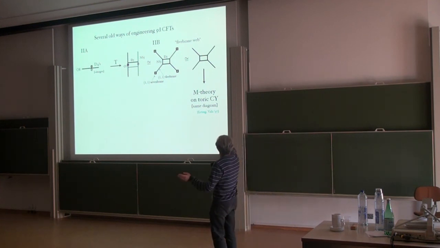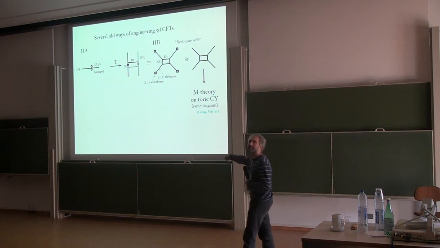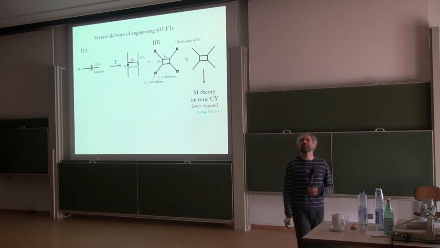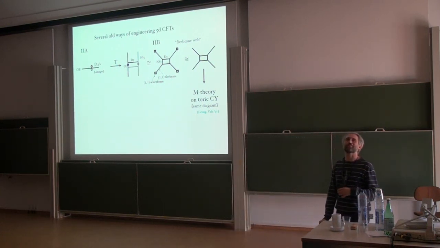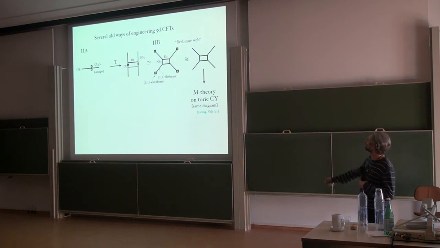And, well, in turn, let me mention that there's yet another realization of such theories, obtained by compactifying M-theory on toric Calabi-Yaus. And amusingly, you know that non-compact toric Calabi-Yaus can be associated to diagrams that look just like these webs, and Leung and Vafa were able to show that indeed these two realizations are dual.